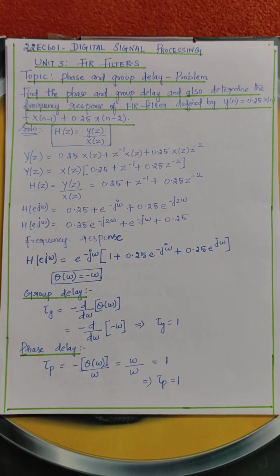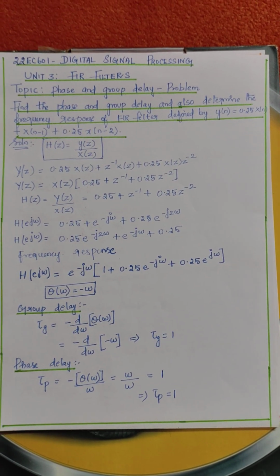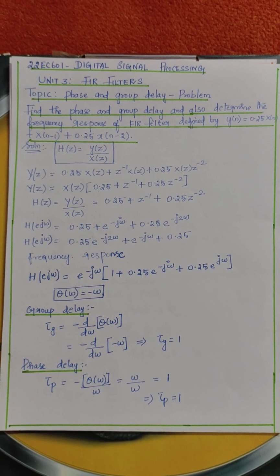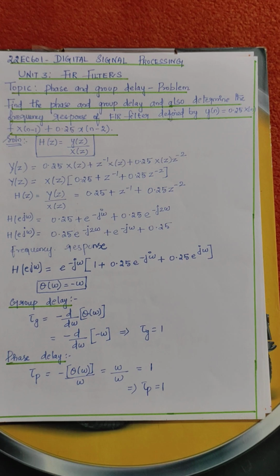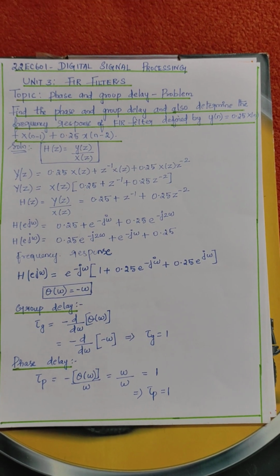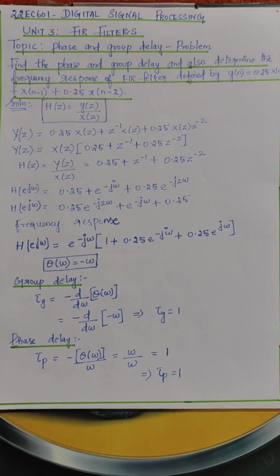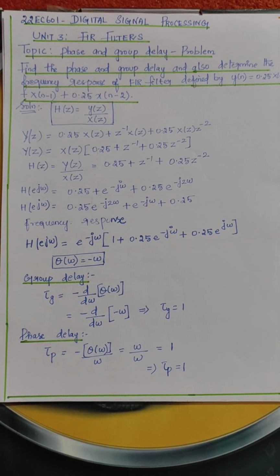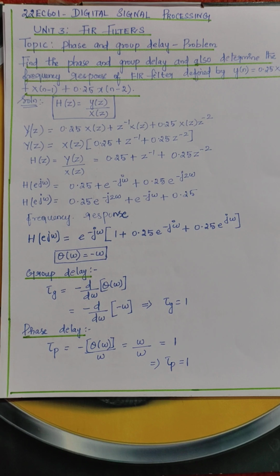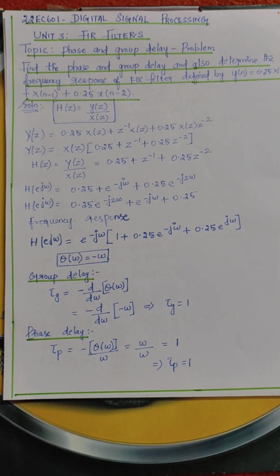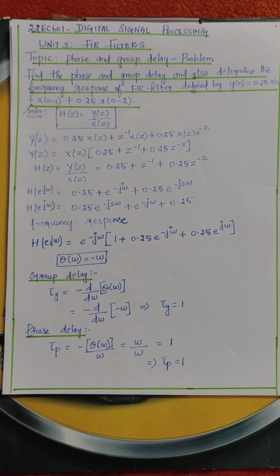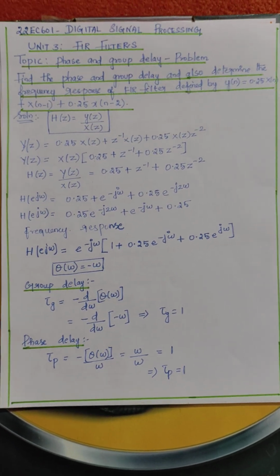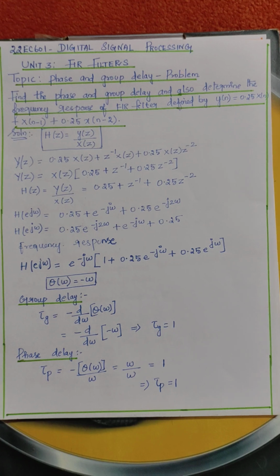Therefore, I need to calculate the frequency response. For calculating the frequency response, I take H of e power j omega equal to e power minus j omega outside the bracket. Once I take it outside, I get the bracket of 1 plus 0.25 e power minus j omega plus 0.25 e power plus j omega. Because I already took e power minus j omega outside, the 0.25 term is a constant single value, and the e power minus j omega and e power plus j omega combine to give 1.